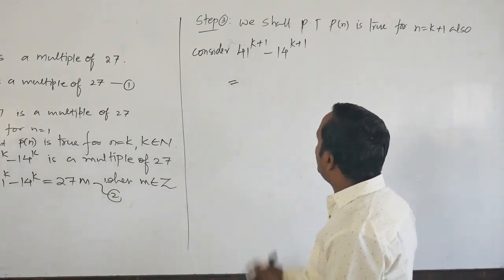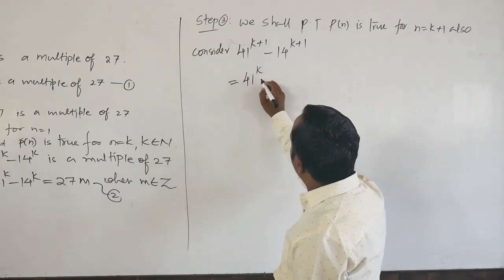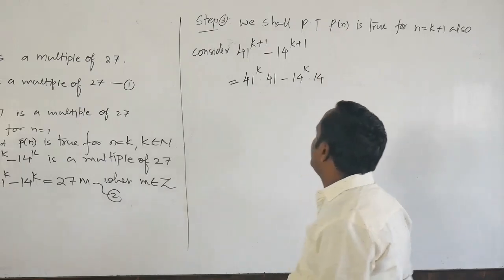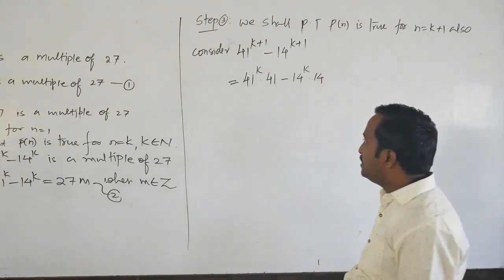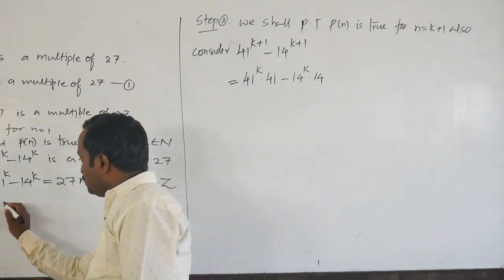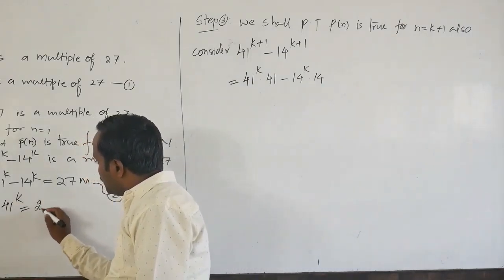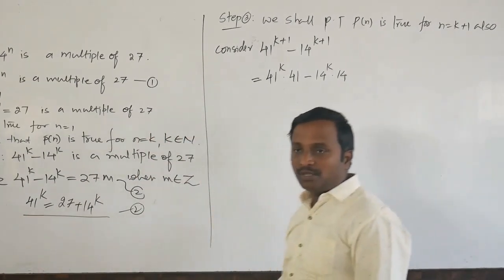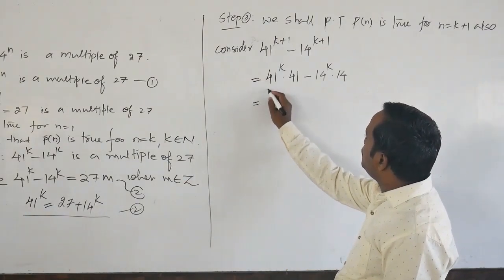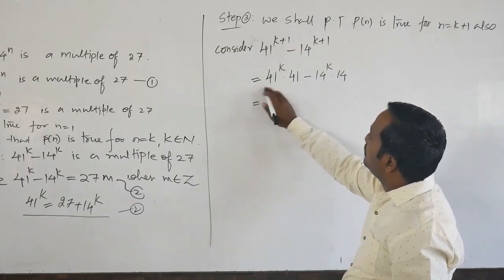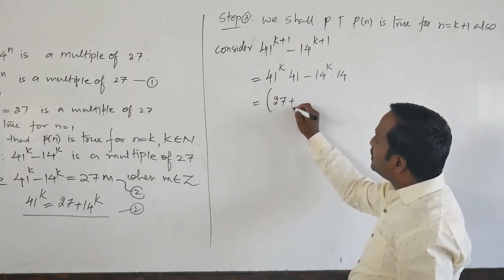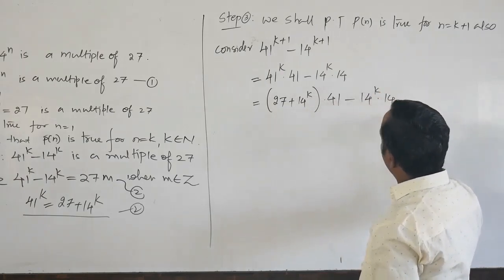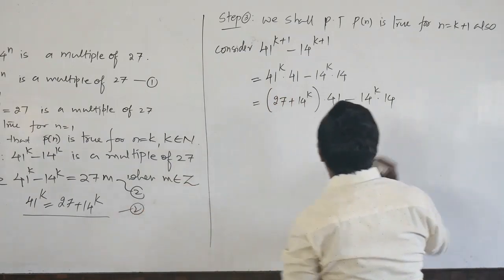It is divisible by 27. What I will do is use the law of indices: 41 raised to k into 41, and 14 raised to k into 14. So can I write it by using the law of indices? So from 2 you can write 41 raised to k as 27 plus 14 raised to k. Use that and put it in place of 41 raised to k. So 27 plus 14 raised to k, into 41, minus 14 raised to k into 14, because from 2 I have written this.